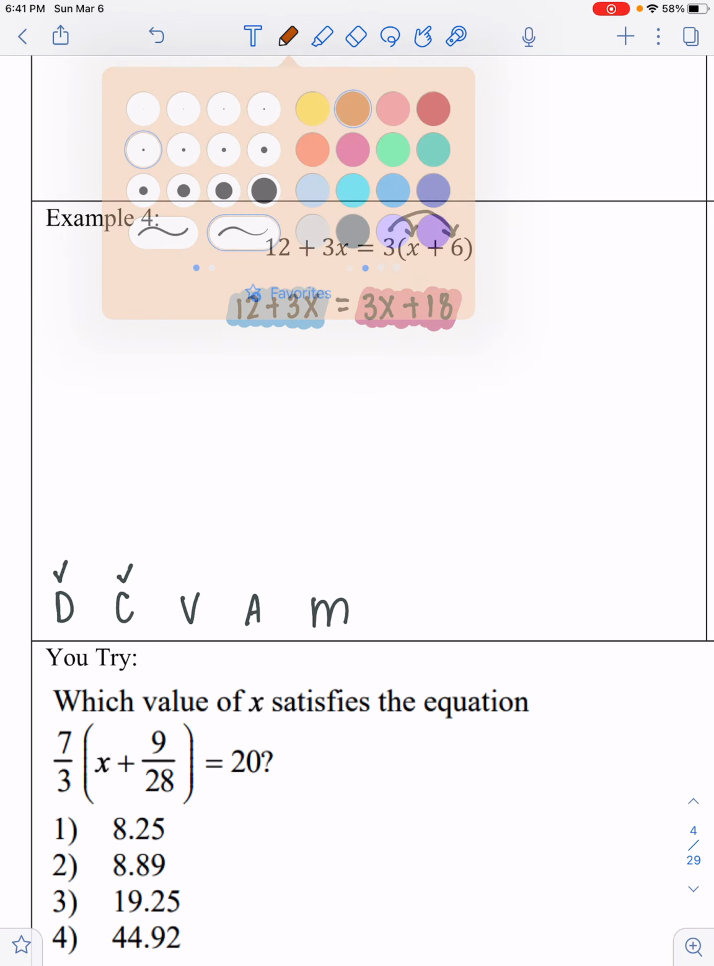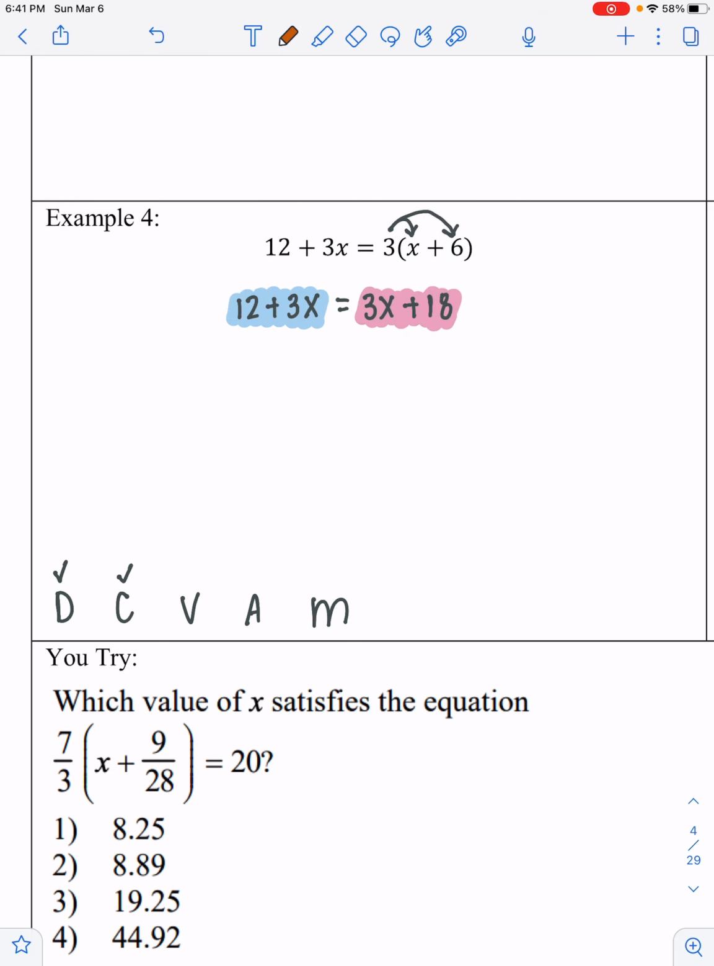Step 3, V stands for variables. We want to move our variables to the left side, okay? So I do have a 3x over here on the right side. Let's move it to the left side by subtracting 3x on both sides. And something really interesting is going to happen here. My 12 I get to bring down, right? But this 3x and this negative 3x, they're going to cancel each other out. They disappear. So I get 12 equals 18.